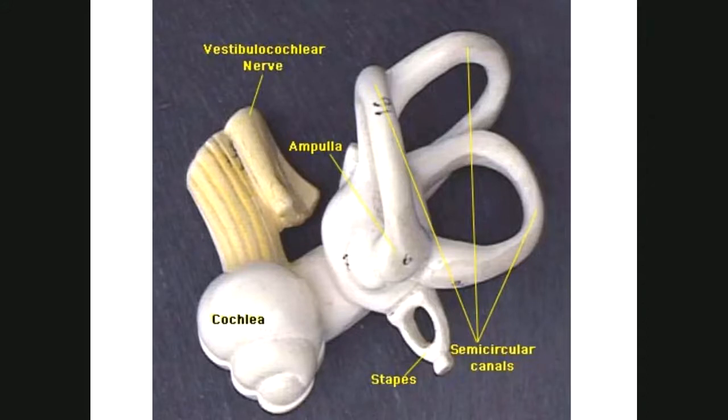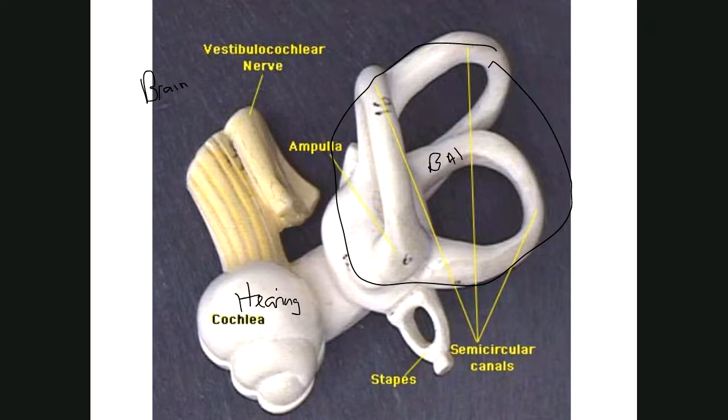Okay, well remember this is for hearing. But hearing, remember, is just like every other sense, it is perceived in the brain. Same thing is true for this. Remember, this is for balance. But balance is also perceived in the brain. And so we're going to have to send signals to the brain in order to interpret what's going on. And so there's a nerve that's going to carry that information.